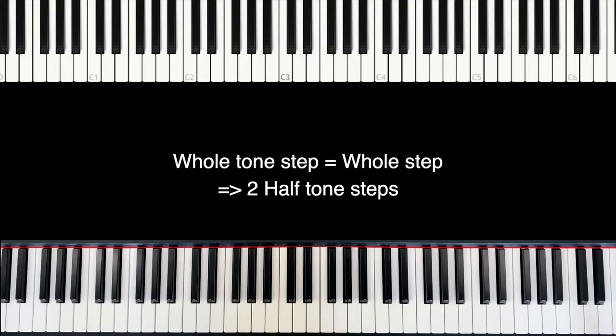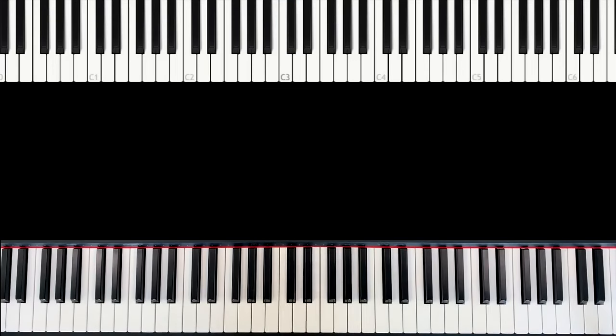So the rule is pretty easy. Also here, a semitone step is always the next key on the right, or of course on the left. And a whole tone step is 2 semitone steps. We are nearly ready to play something, but first let's talk about finger numbers.